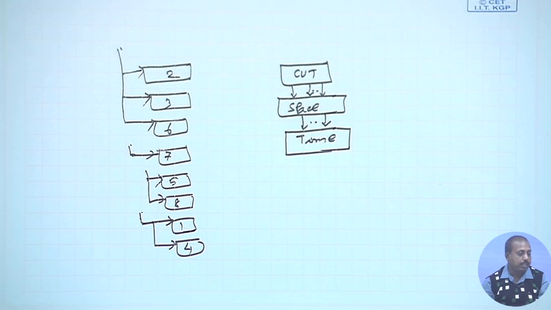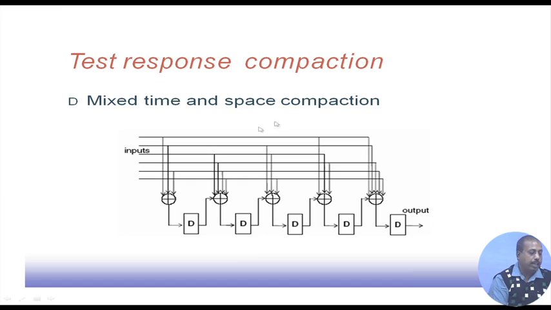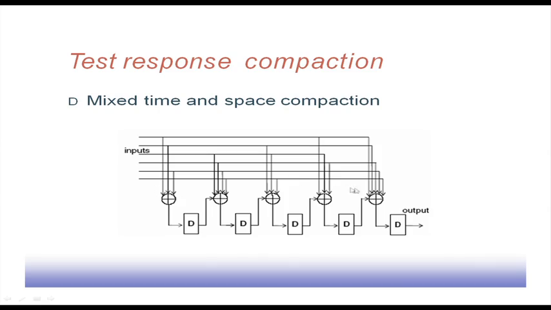The circuit shown in this diagram does it combinedly. This space compactor is nothing but some XOR network, and this time compactor is nothing but some MISR. This XOR part can be merged together, and we can come up with a structure like this, which combines the space and time compaction jobs together. That way it is a mixed time and space compactor.